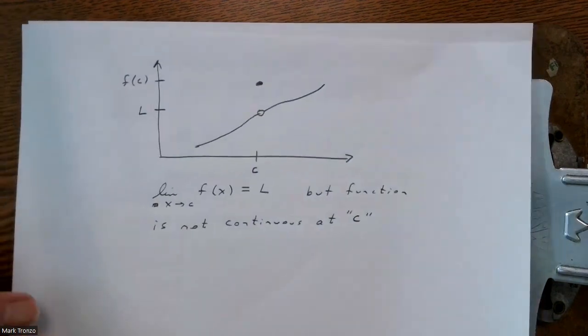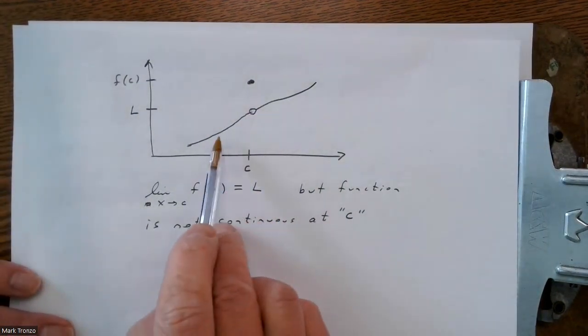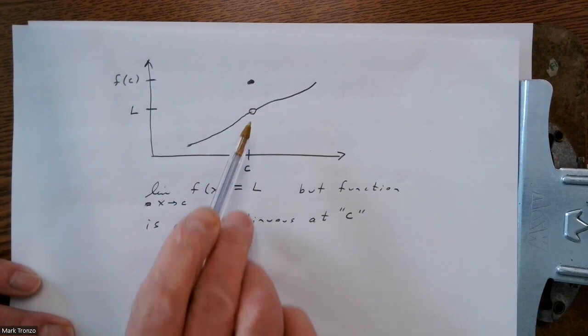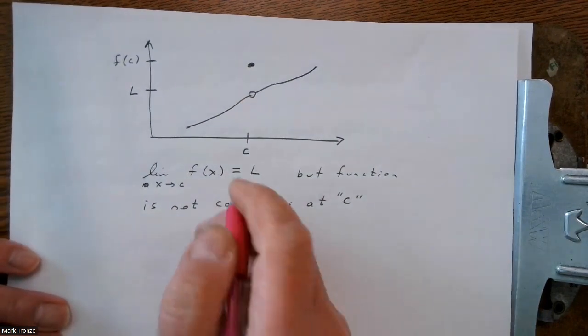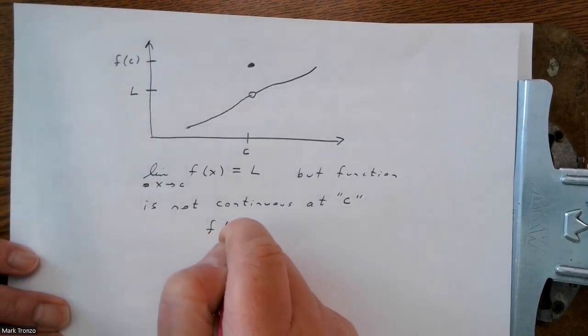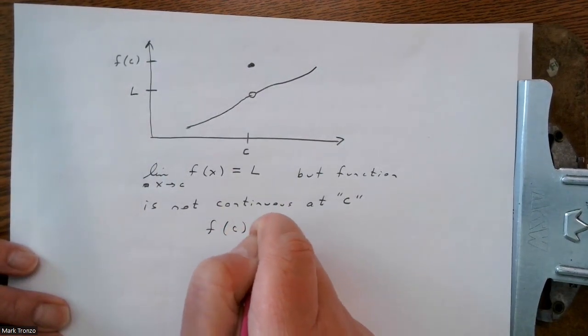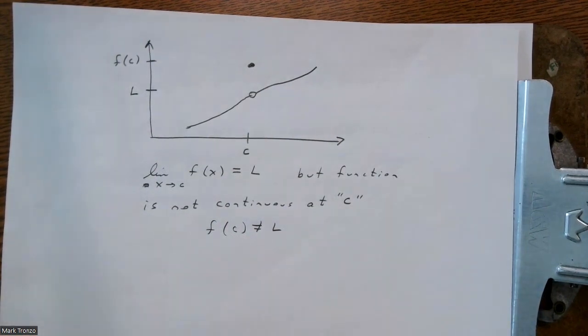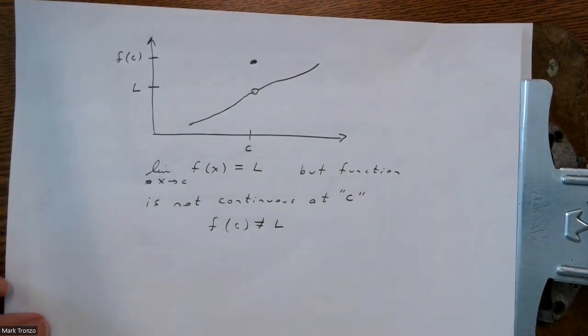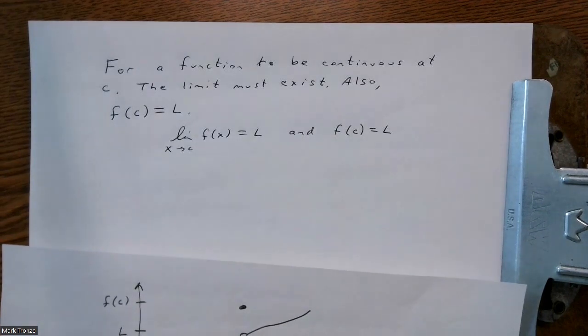Like in this picture over here, the limit existed. Obviously, it's going to be L, but in this picture here, F of C is not equal to L. That's what tells you it's not continuous. So that's a few different ways of saying the same thing. Any questions on any of that?